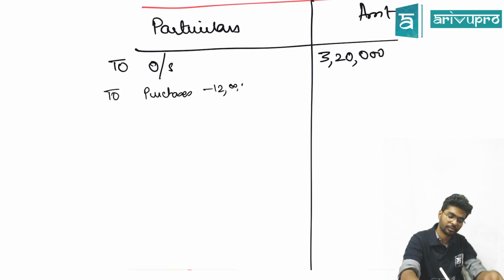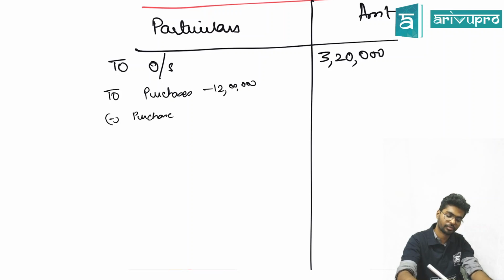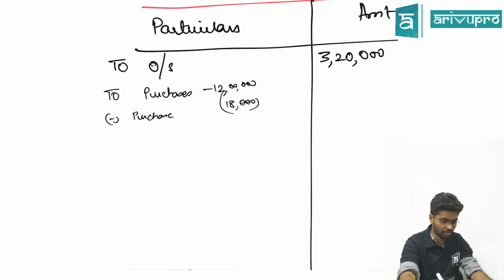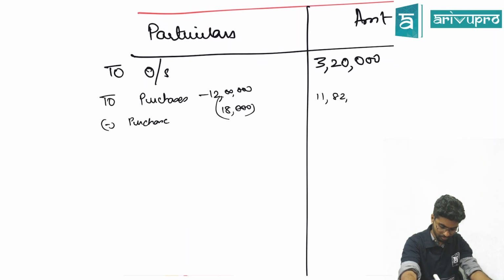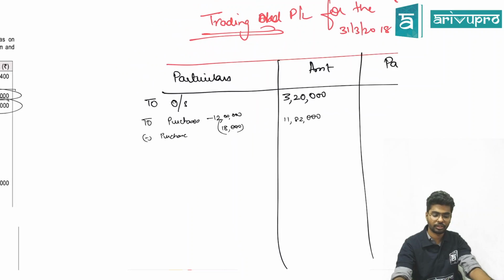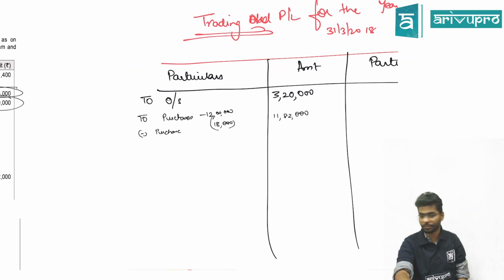$12 lakhs minus purchase returns. Therefore, what's your answer? 11 lakh 82,000. Are you clear? Next one.